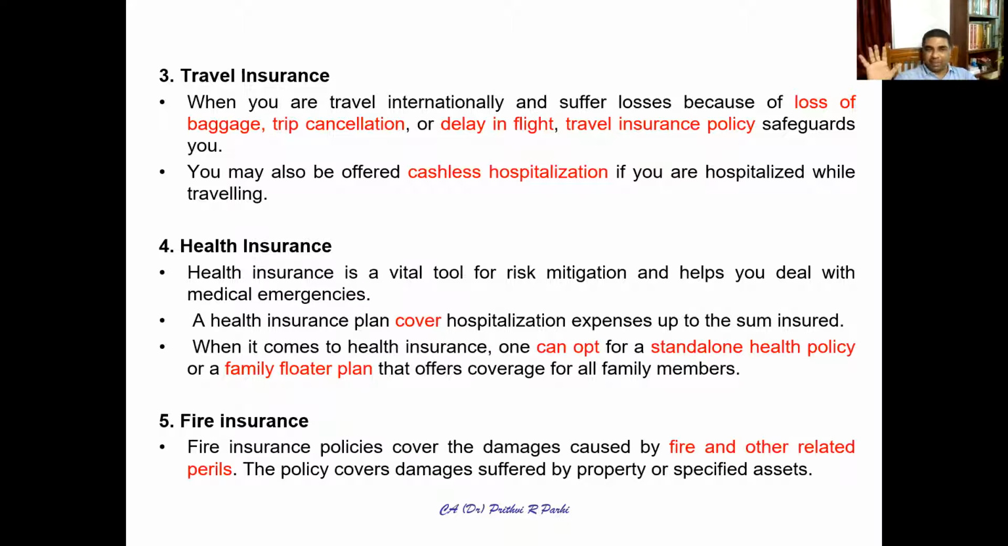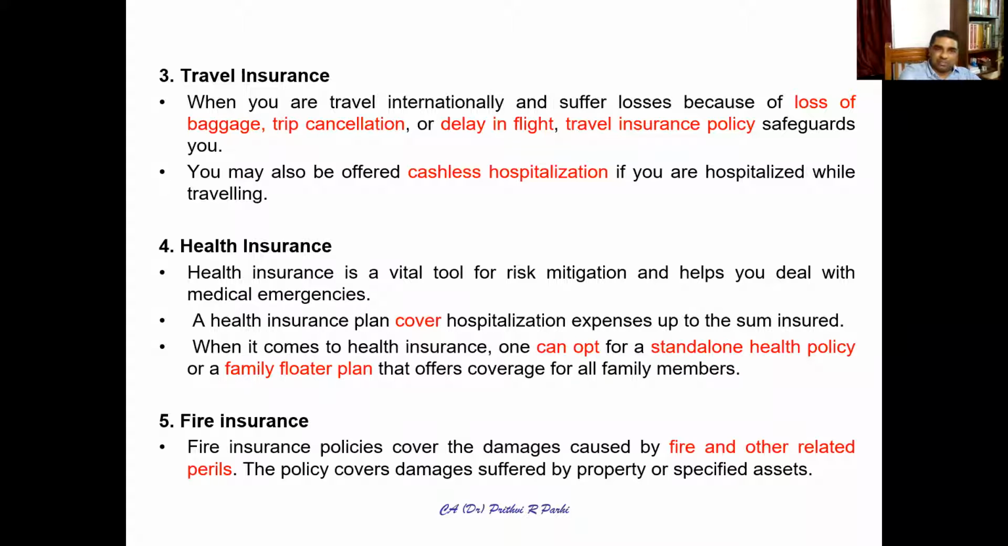Let us say the policy is for 5 lakh rupees. The hospitalization cost can be covered in respect of any of the members of the family who are included in that floater health insurance policy. Or it can be a standalone policy, where only one person is covered. That's health insurance. Fire insurance, as you can understand from the name itself, if there is fire-related loss or similar kind of thing, then the policy covers the damages suffered. That is called fire insurance.